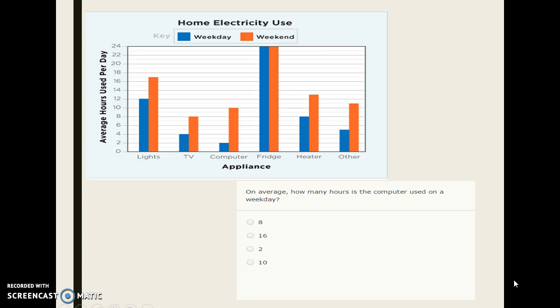On average, how many hours is the computer used on a weekday? 2. Again, look at the key and it tells you that a weekday is blue and a weekend is orange. So the question is asking, on average, how many hours is the computer used? So we go down to the appliance on the horizontal axis. We find computer. We know we're looking for a weekday, which is blue. So we would follow that up to this line, follow it over to the vertical axis, average hours used per day, and you can see that it's 2.